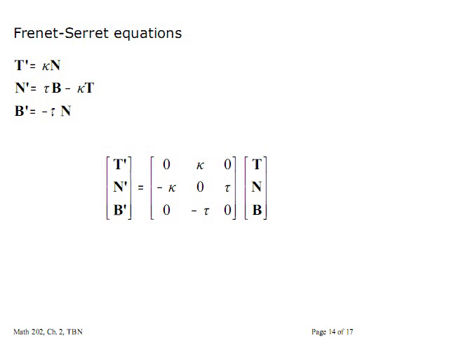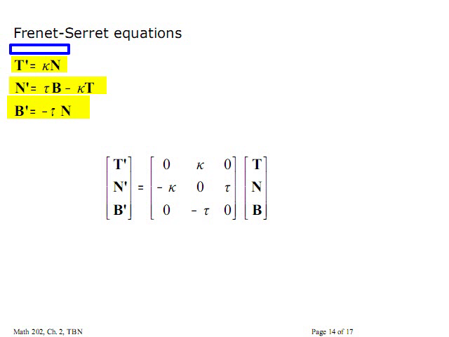Now I'm listing here the Frenet-Serret equations. All these are is a listing of the equations that we just derived. Okay, the first derivative of the tangent equals the curvature times the normal. The first derivative of the normal equals torsion times the binormal minus curvature times tangent. And the first derivative of the binormal is the negative torsion times the normal.